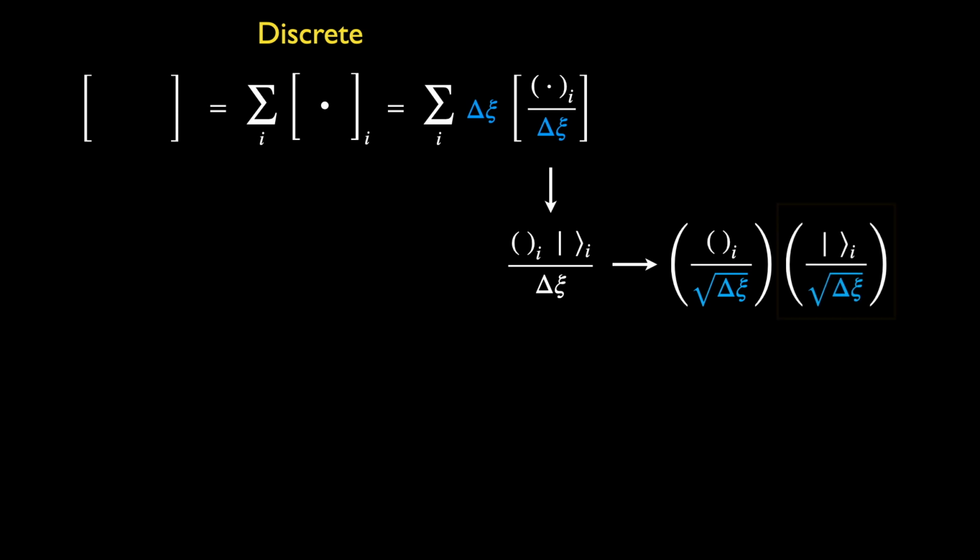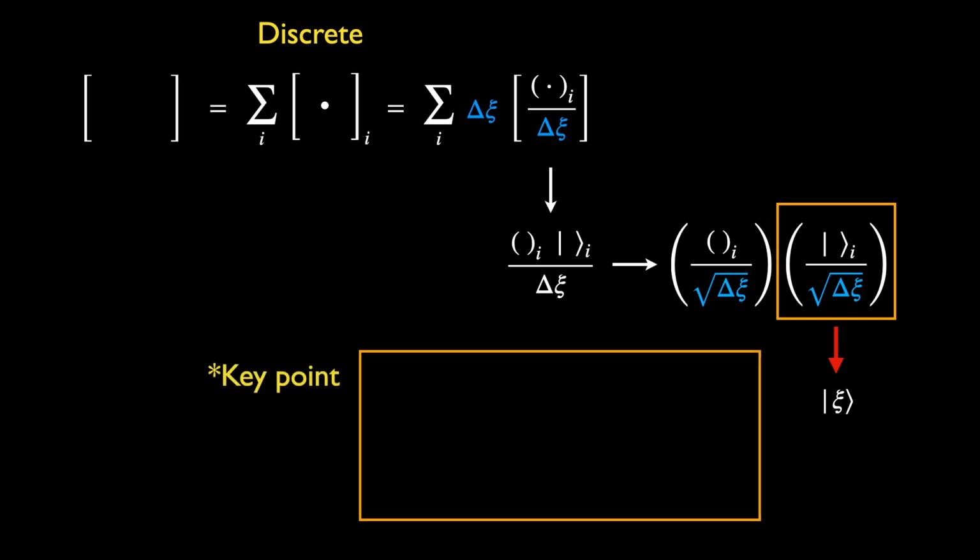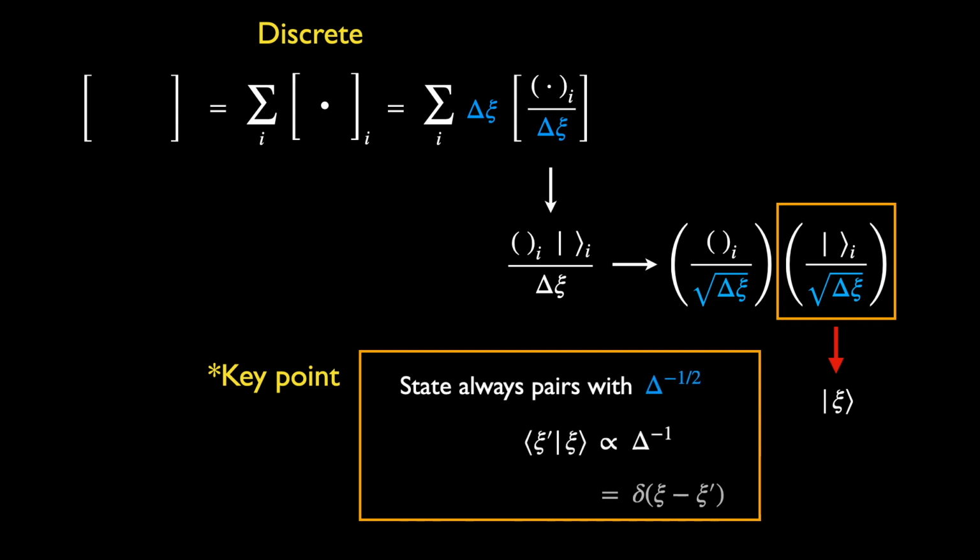The vector thus gets a factor of inverse square root delta to form the state xi, which is an element of the continuum basis. The key point is that the discrete basis vector must always be paired with a square root delta, such that it forms a continuum basis vector that normalizes to a delta function. This is important because a delta function is well defined under an integral, which we must evaluate when taking inner products between states in the continuum.